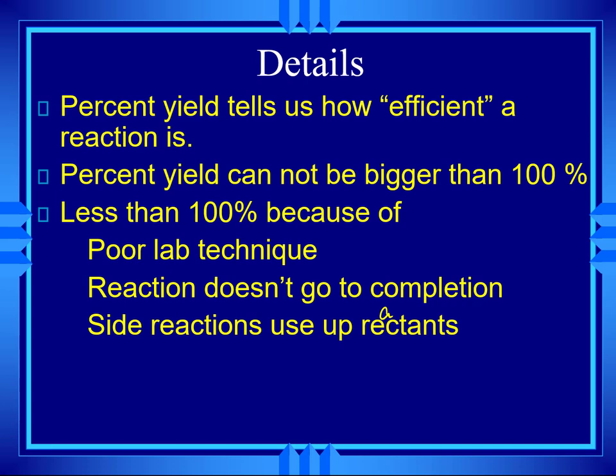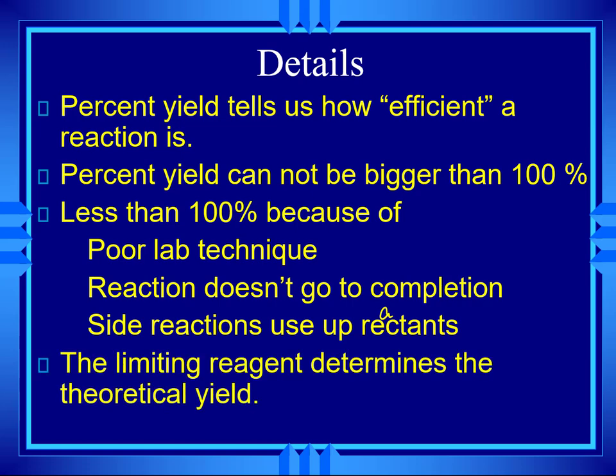Okay. Hey, but the one thing that doesn't affect your percent yield is your limiting reagent, because you base your theoretical yield on all of your limiting reagent being used up. So you compare it to how much you should make when your limiting reagent is gone, not how much you should make when everything's gone. So you still use that smaller number for how much you're supposed to make.